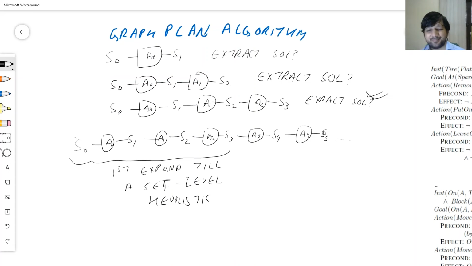So the algorithm is same as iterative deepening. You go till set level heuristic, that's your initial guess, and then you keep on expanding one by one, and then you try to extract a solution. Each extract solution is nothing but a constraint satisfaction problem that tries to select actions with the mutexes, preconditions, and effects as the constraints. If that succeeds, then that's good.